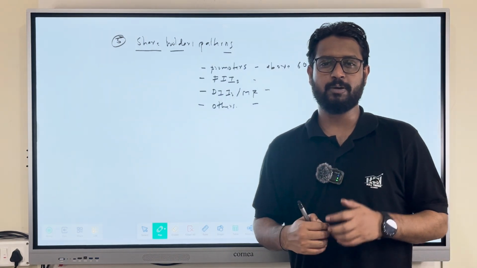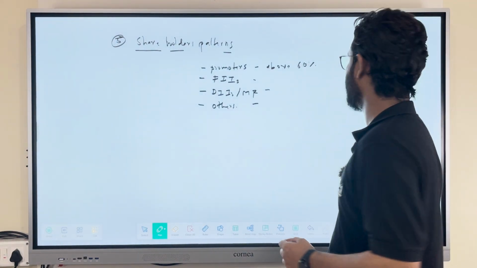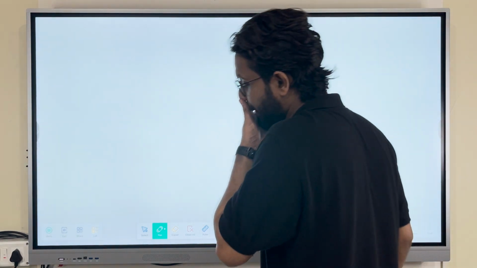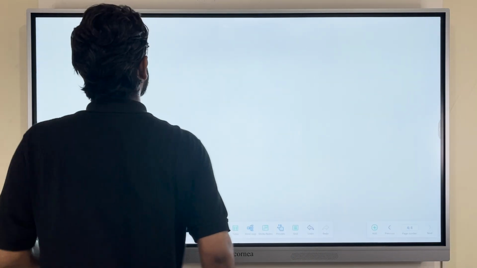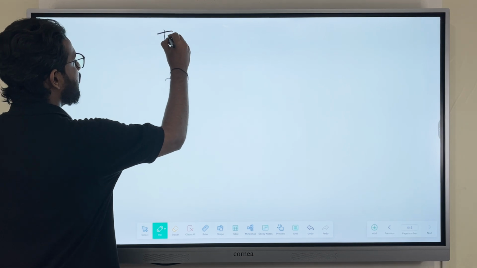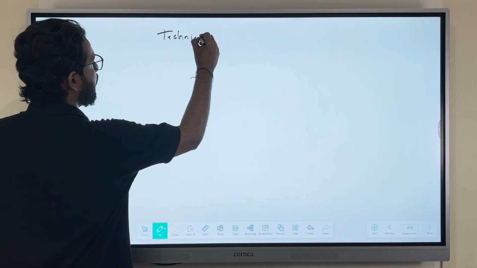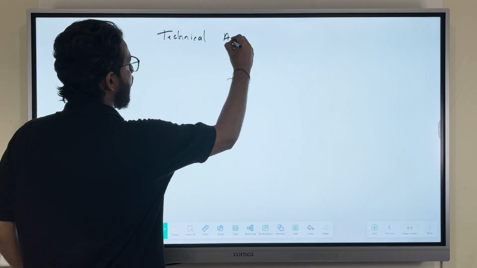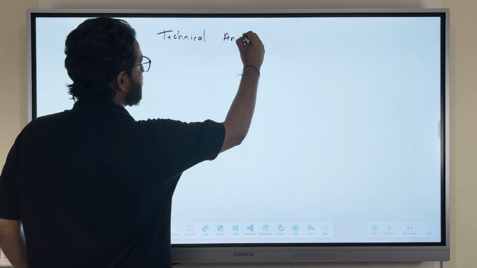Now let us talk about the second type of analysis that is available in the market, which stock traders and investors use to invest or trade in the stock market. That is nothing but technical analysis.